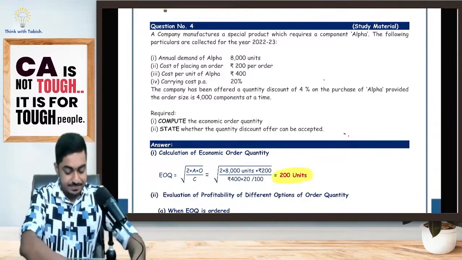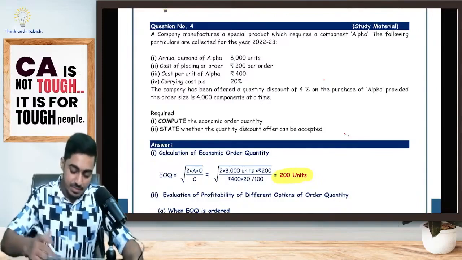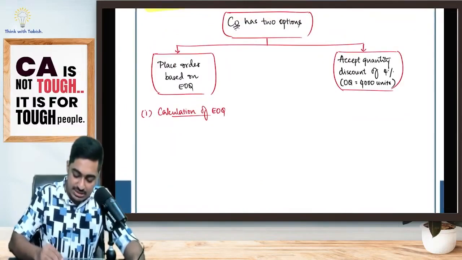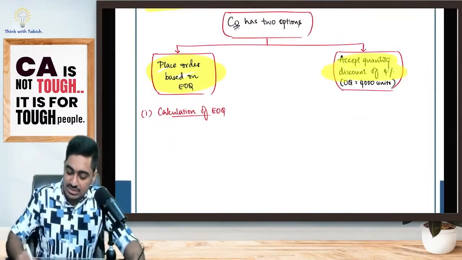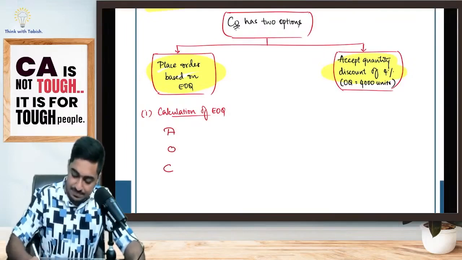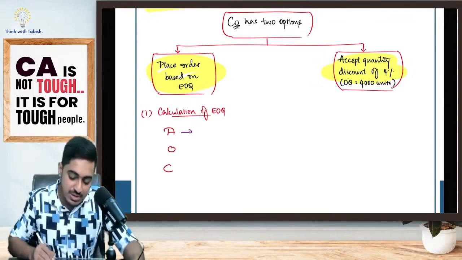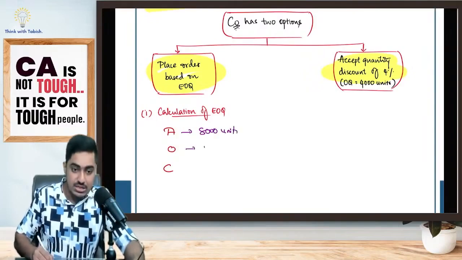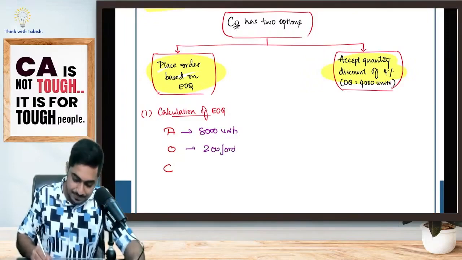Okay, let us come, sir. Question number 4. The company has two options, either buy based on EOQ or accept a quantity discount. EOQ first. What is my annual demand of raw material? 8,000 units I want in a year. Okay, boss, what is my ordering cost? It is 200 per order.